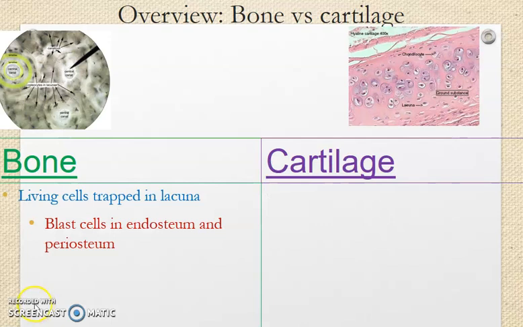And our living cells are trapped in the lacuna. So you can see in the picture here, look how small those cells are in there. They're in their little lacuna. Isn't that sweet? Collagen fibers give some flexibility.